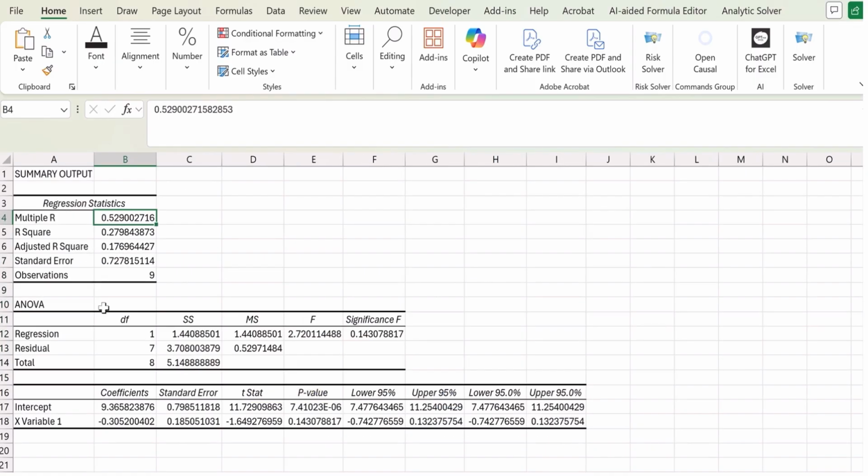The R square here is the square of the correlation coefficient. It measures the proportion of the total variation in vacancy rates that is explained by GDP growth. Here, R squared is approximately 0.28. That means that only 28% of the variation in vacancy rates is explained by GDP growth. 72% is due to other factors.